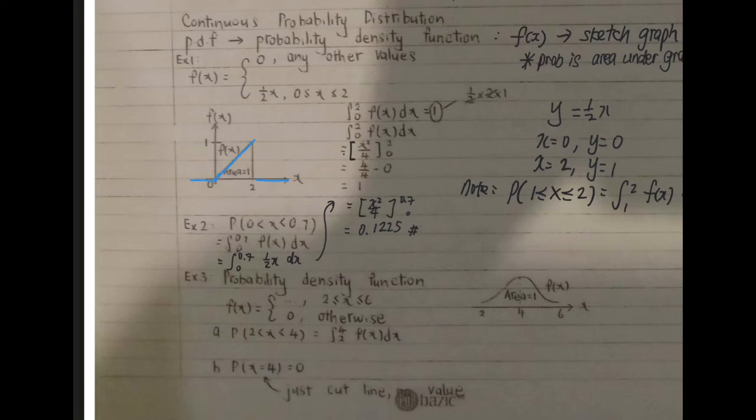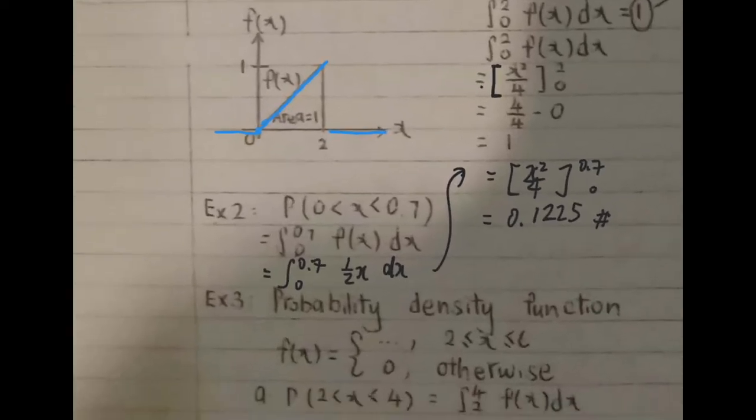Okay, so of course, if you don't want to use integration, we can easily find the area under the graph by using the area of a triangle. Let's say, for example, we have a graph, right? So the example 2, probability from 0 to 0.7. I know 0.7 is somewhere here, 0.7, and I can easily find the y.